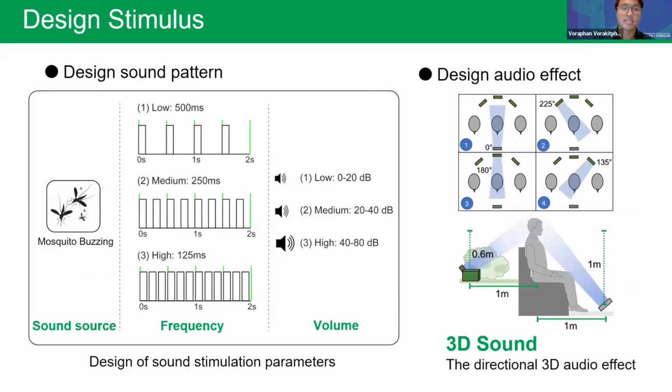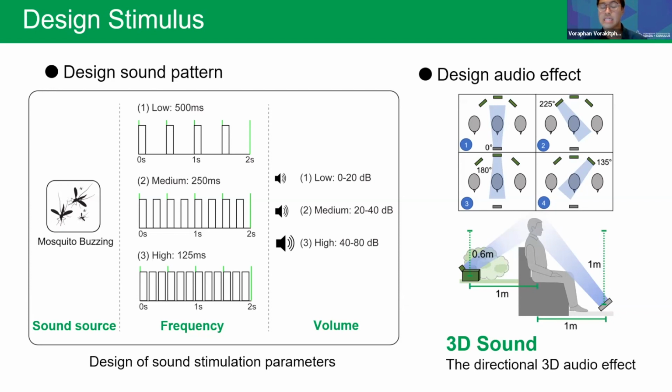And here is our sound pattern design, based on the cognition of emotion that can impact anxiety and fear. We create three parameters, shown in the left side figure, to arouse the emotions of anxiety and fear, using three individual parameters: the sound source, the frequency or timing, and the volume. So first, the sound source.